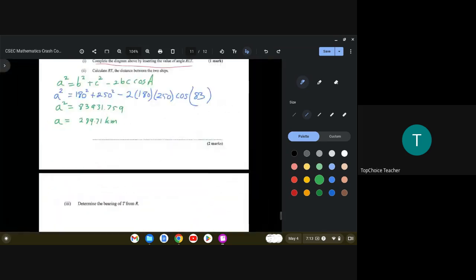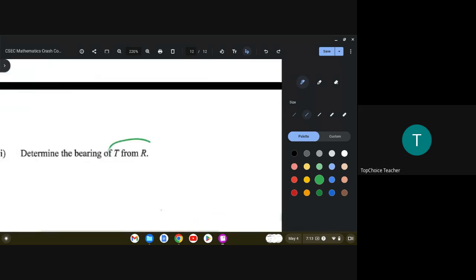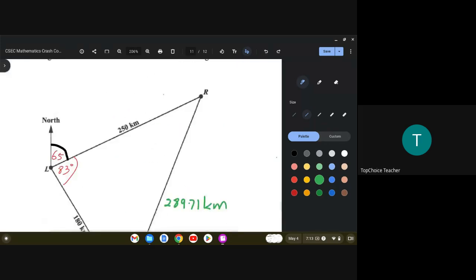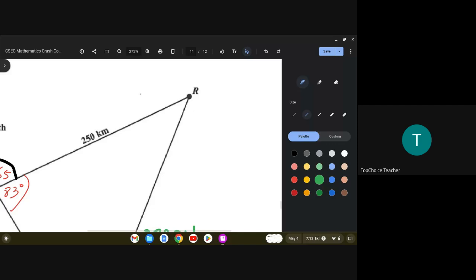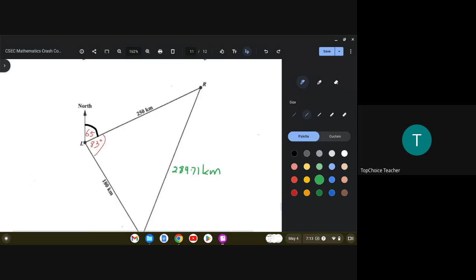So let's look at part 2. Determine the bearing of T from R. Now this one could take a little time. This is the longest question to do on the paper, in my opinion. The next question we do in the vectors and matrices one, it wouldn't take us that long. This one is going to take up some time. So let's do it.